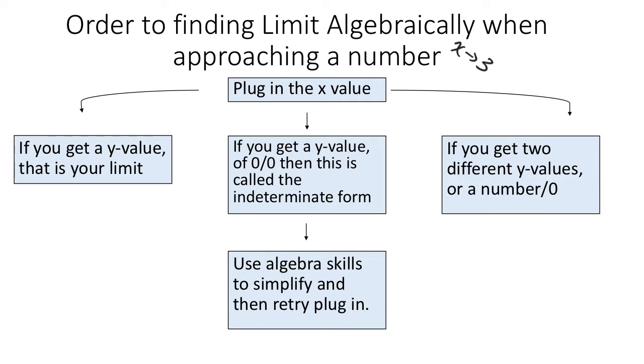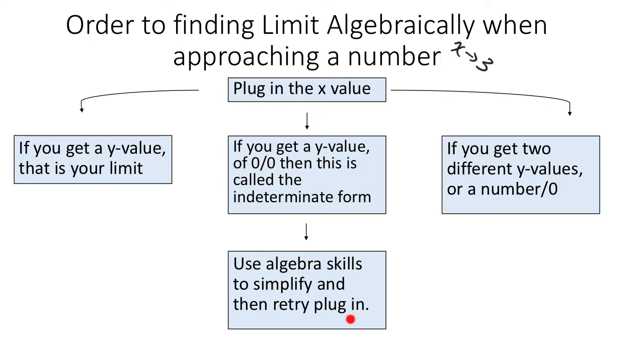So step 1 is always going to be to plug that x value into the function. If you get a y value, then this y value is your limit, and this means that the function is continuous. We'll look at an example of that. If you plug in and you get 0 over 0, then this is what's called the indeterminate form. Whenever you get 0 over 0, there's some algebra you can do to determine that limit. So we're going to use algebraic skills to simplify and then retry plug in.